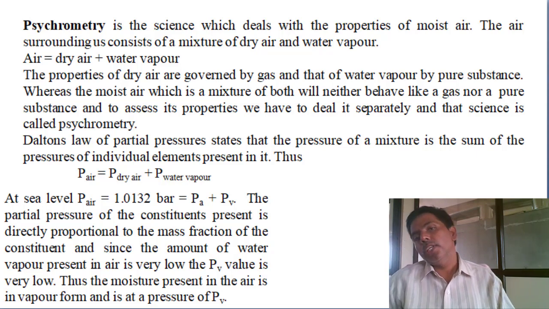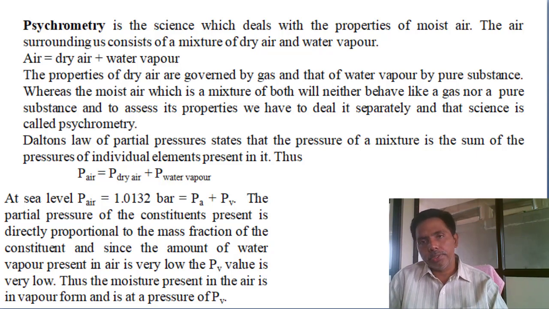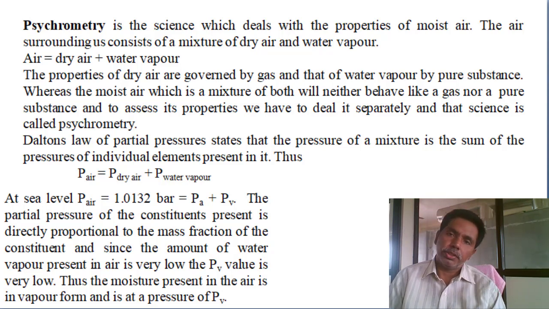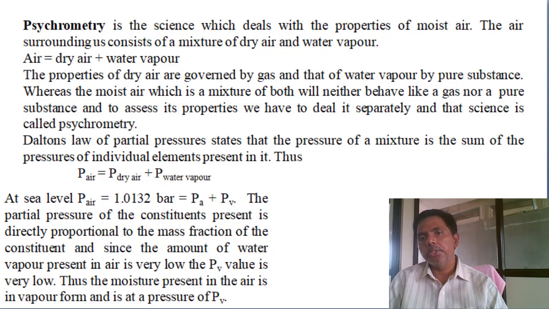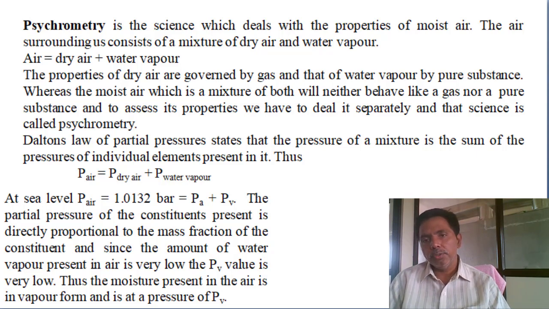Okay, very good. So air contains water vapor; in the last unit we already discussed that water vapor is a pure substance. So the air contains perfect gas plus pure substance. So this is neither a perfect gas nor a pure substance. So I can't apply the laws of a perfect gas or a pure substance, because it is a mixture. To study subsystems like this, a separate science is required, and that science is psychrometry.